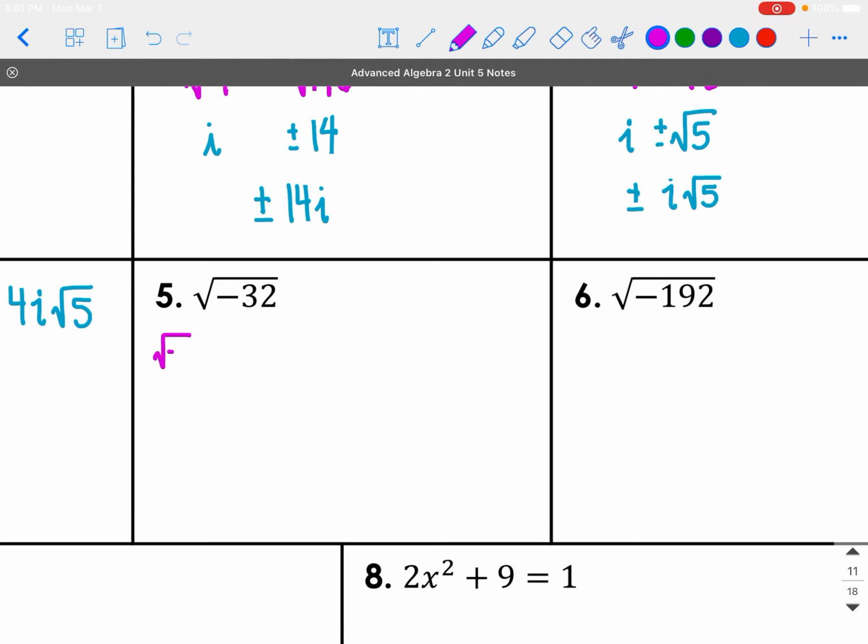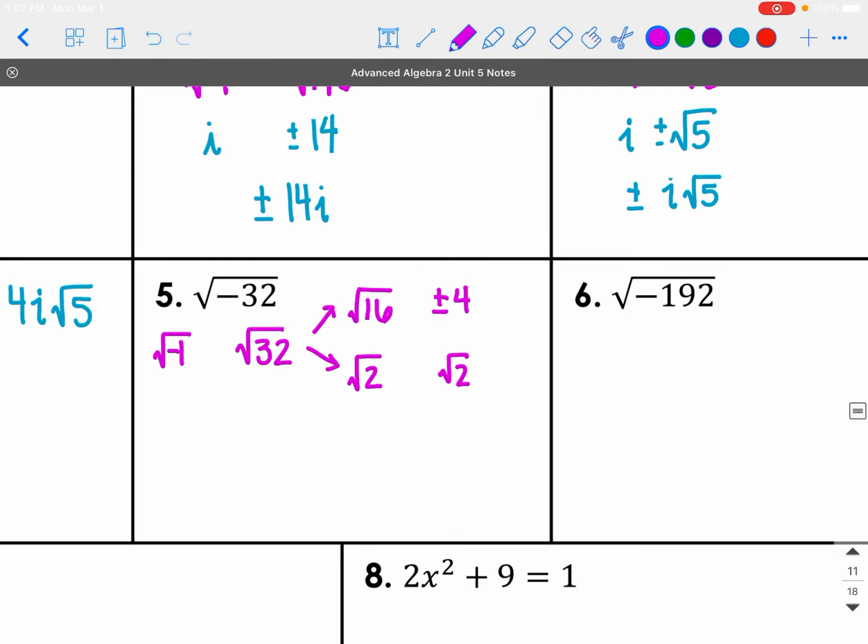Number 5, take out the negative 1, left with 32. Got to figure out what the square root of 32 is. So look for the largest perfect square that goes into 32, and you get 16. The square root of 16 is plus or minus 4. And then we have the square root of 2. So my final answer, plus or minus the 4, then i, since the square root of negative 1 is i, and then radical 2.